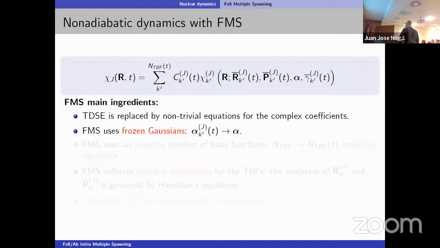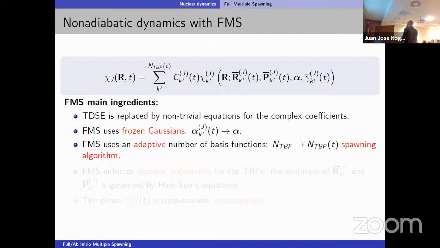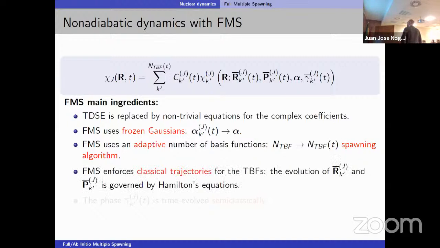What we have also here as a little customization of this representation is the fact that in the full multiple spawning, there's this spawning part. What we're going to do is that we're going to actually allow for a new Gaussian function to be created during the dynamics. How do you see that in this equation here? Well, look up here. The number of these Gaussian functions is now time dependent. So it means that while doing my dynamics, I will have the possibility, if I need more Gaussians, to create new Gaussians as I go. So we will move our trajectory basis function classically. And then the phase that I described earlier is also moved semi-classically.